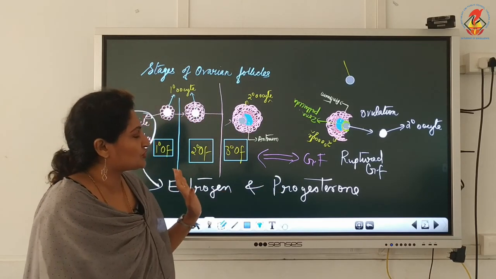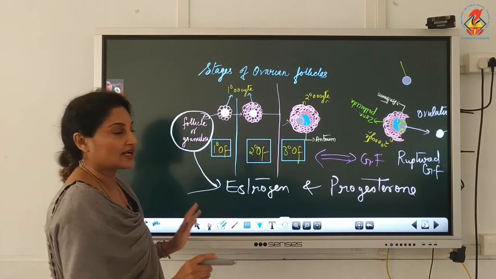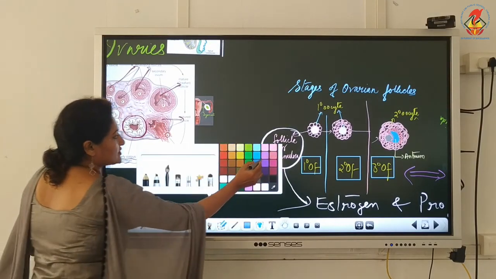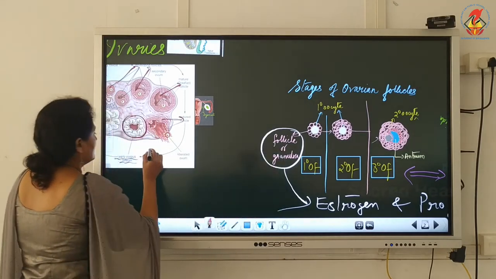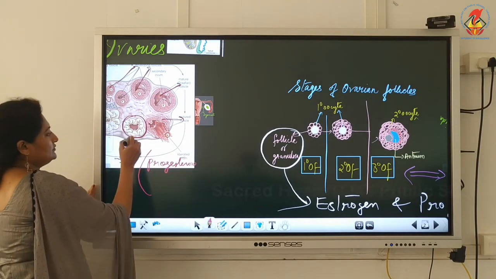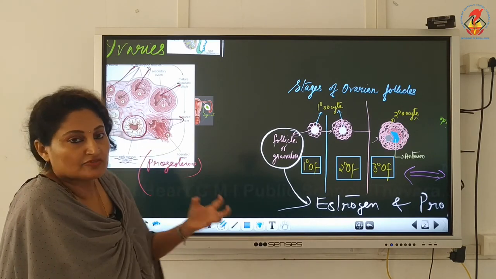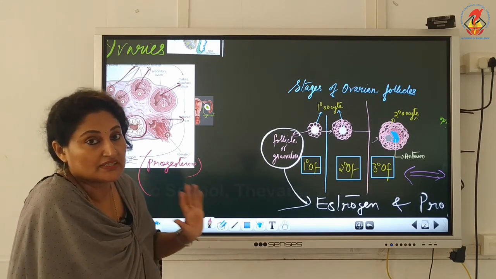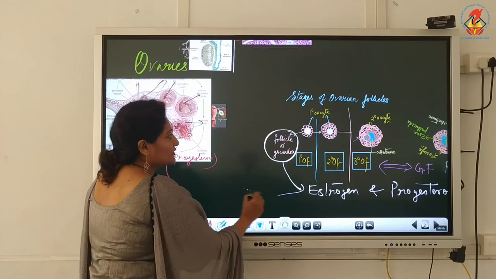Now the source of progesterone is the corpus luteum. What is corpus luteum? The empty Graafian follicle, which is here. See, this is the source of progesterone. The yellow mass, which is not having the egg, that empty Graafian follicle is called corpus luteum, that only produces progesterone. Very, very important to maintain pregnancy. I hope you have understood the structure of the ovary.